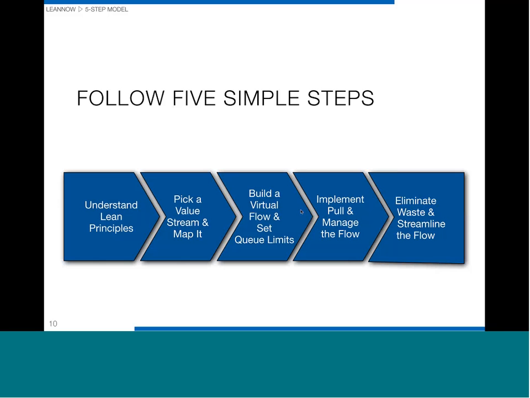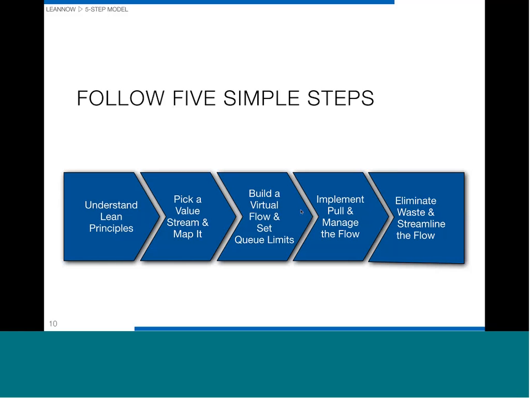So we've come up with 5 what I think are really simple steps to get the lean flow and the ability to do lean management really quick. We start with helping the organization understand the lean principles that they'll need to know to do lean management on a daily basis. Then pick a value stream and map that value stream so they know what the processes are, the key processes in that flow. Then build the virtual flow on a Kanban board, either a virtual Kanban board or sometimes people use physical ones in their area, either way, and then set the queue limit so that we can set up for pull.